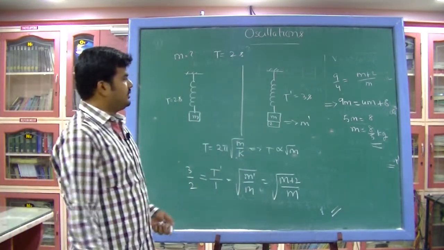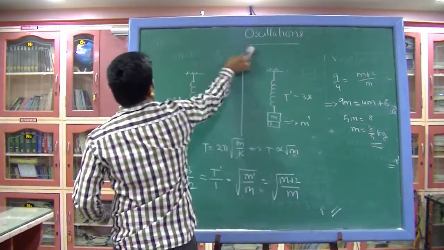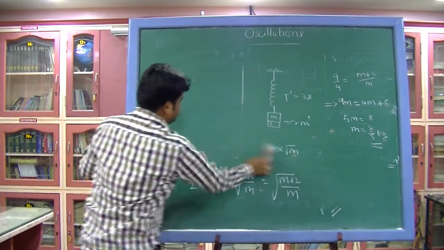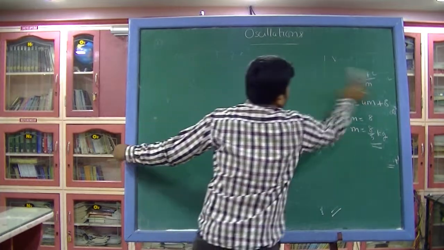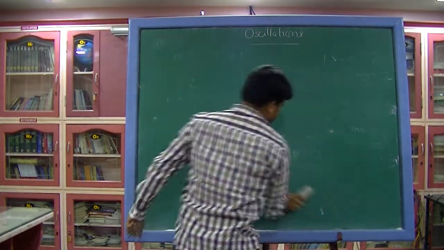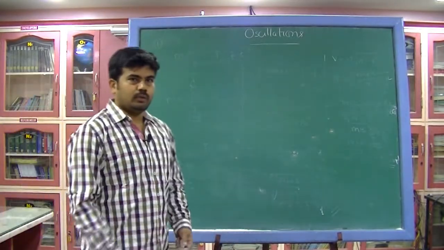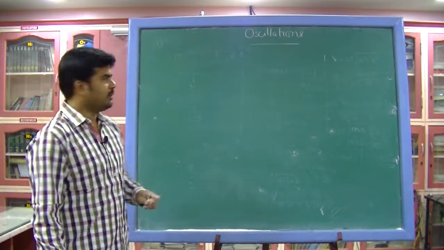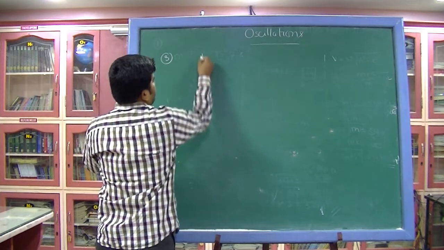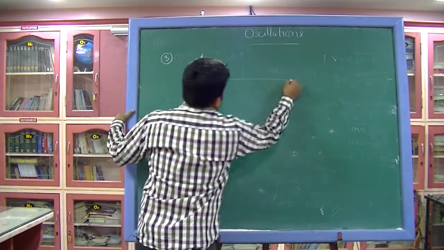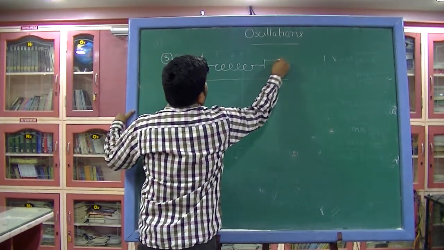Now, let us discuss another problem. Here the question is about 2 blocks. So, first I will draw the diagram of the problem. So, problem number 3. So, here a spring of spring constant k.